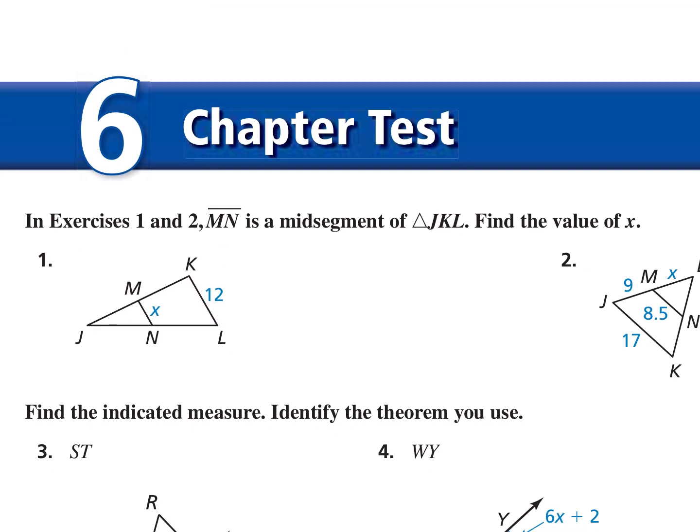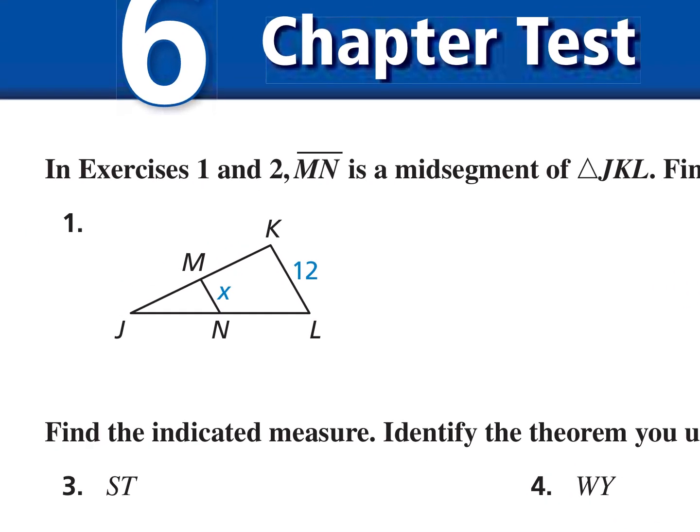In exercises 1 and 2, MN is a mid-segment of triangle JKL. Find the value of X. So a couple things they're telling me. One is that MN is the mid-segment. We should know that MN is parallel to KL. Also, this is my third side. Your mid-segment is half your third side. So for this one, all you really had to do was divide 12 by 2. 12 divided by 2 is going to give me 6. So X equals 6 as my answer.